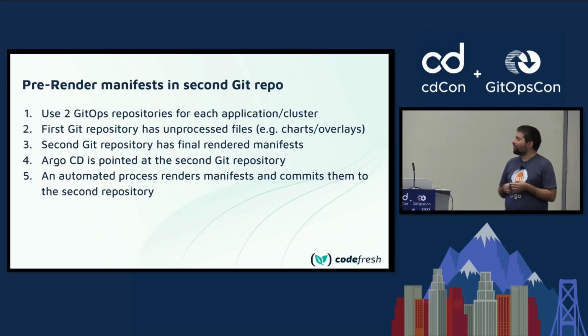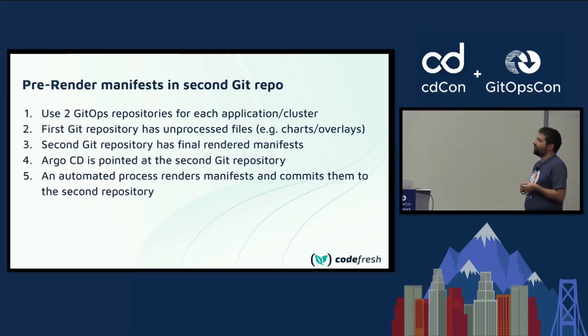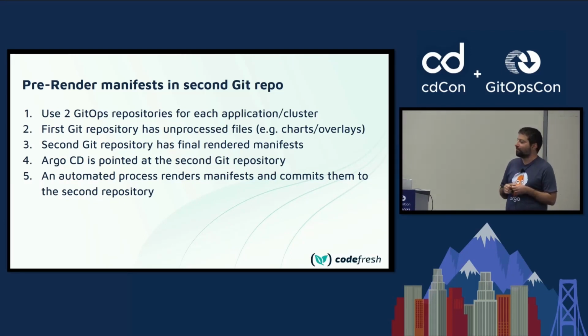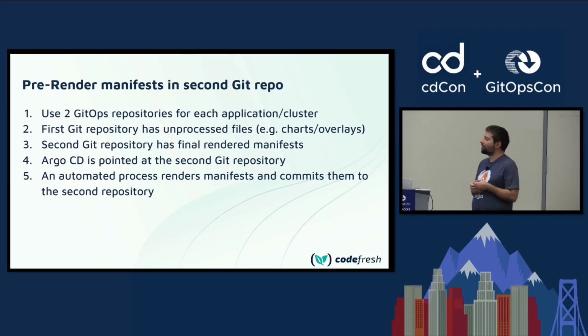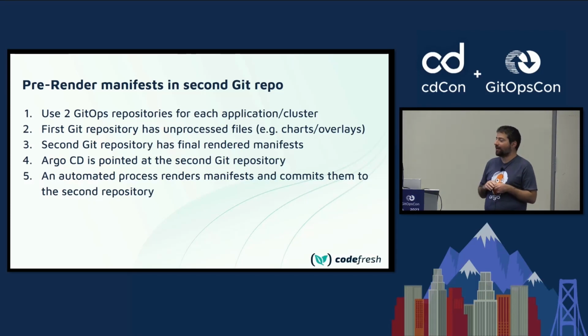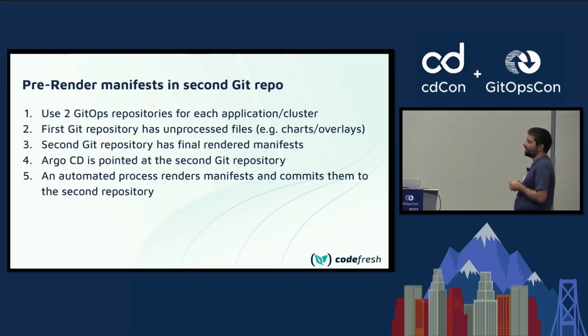So another approach is essentially you pre-render the manifests and save them to an external Git repository. And this is a third Git repository. Remember, we said that one of the good Argo CD practices is to have a Git repository for the source code and a Git repository for the manifest. Now we have a third Git repository that has manifests. And Argo CD is looking at that second Git repository. Argo CD is only looking at final rendered manifests. It doesn't know about anything else.